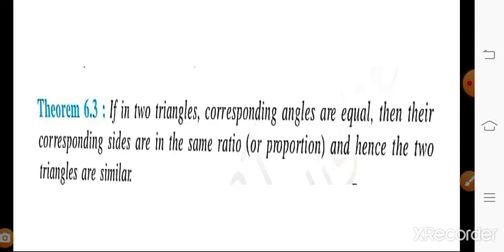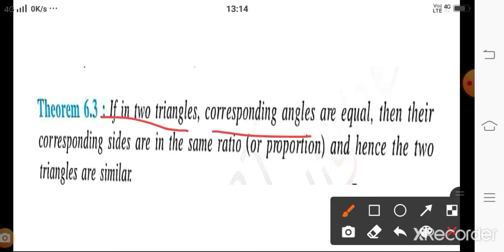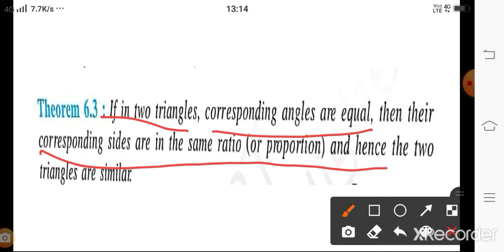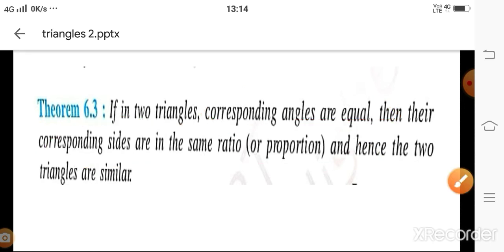Theorem 6.3 says, if in two triangles corresponding angles are equal, then their corresponding sides are in the same proportion. What we know is, if two triangles have corresponding angles equal, then the two triangles are similar, and if the triangles are similar, then the sides are proportional. Then in this theorem we have to show this. This is given to you, the corresponding angles are equal, and you have to show the sides are proportional. Then let us do it.